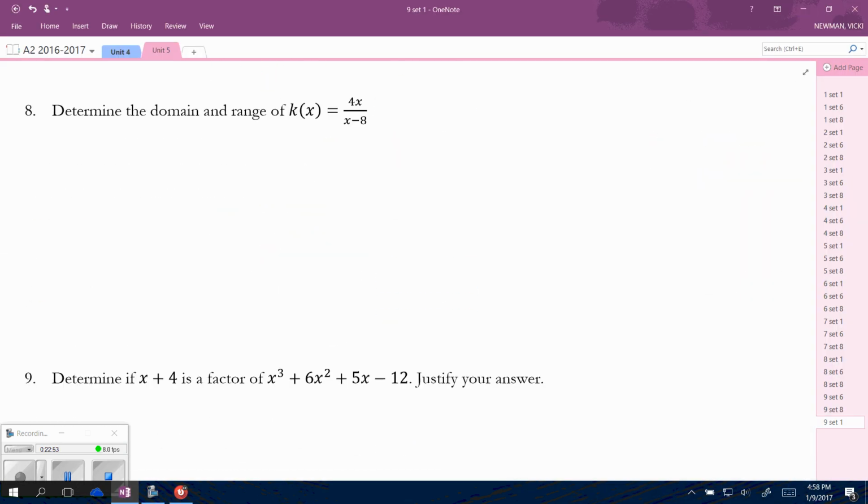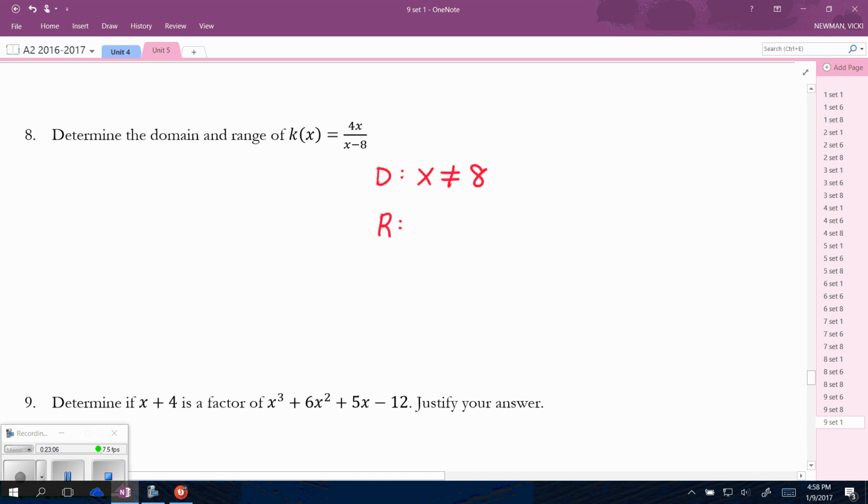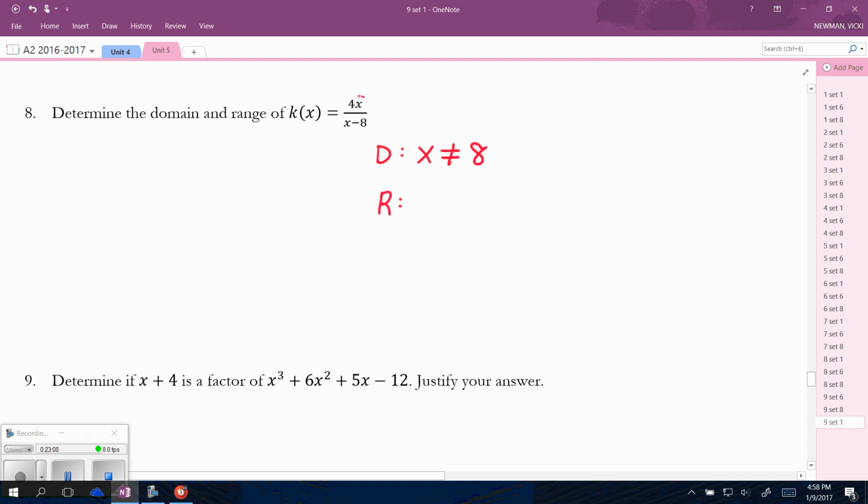Number 8, determine the domain and range. So whatever makes the bottom 0, for the domain you say x cannot be that number. And this time for the range, because there is an x in the top, you take the top and the bottom leading coefficients. Y cannot be 4 over 1, which is 4.